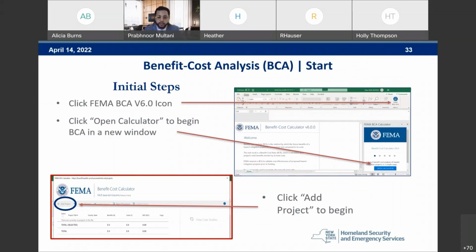The initial steps will be to go ahead and click that FEMA BCA v6.0 icon. Once you do, a little side window opens right below it. You click on that blue Open Calculator button, and that will open up a new window. That's going to be the FEMA Benefit Cost Analysis Calculator. Click the plus Add Project button, outlined with that red arrow there. Once you do that, you'll be able to start entering your project details, name, title, etc.